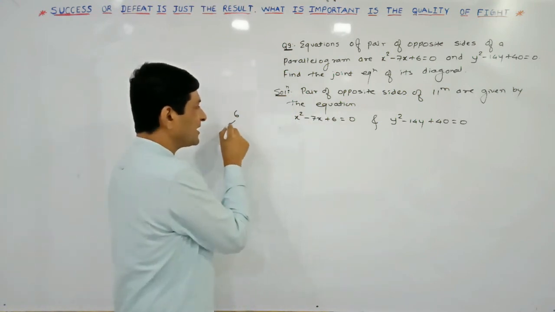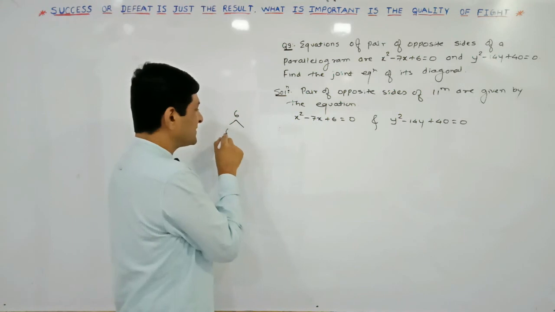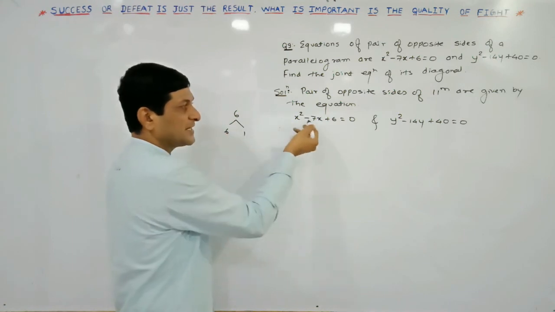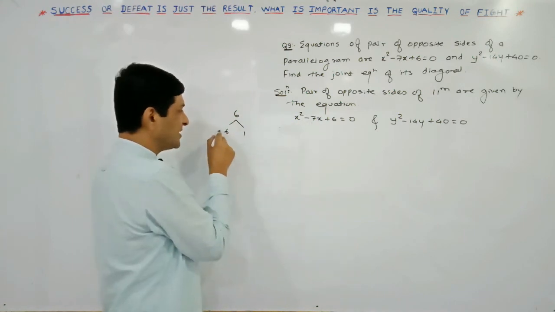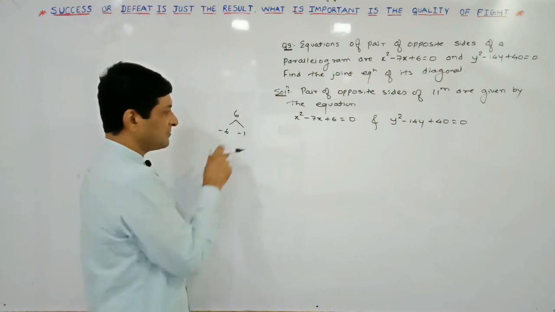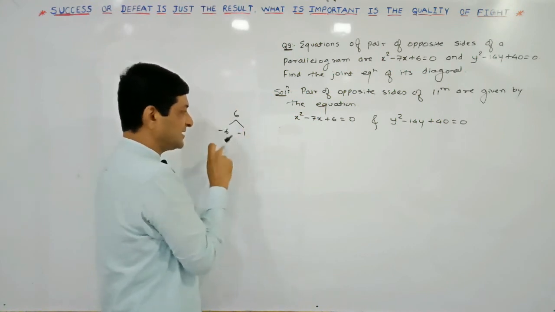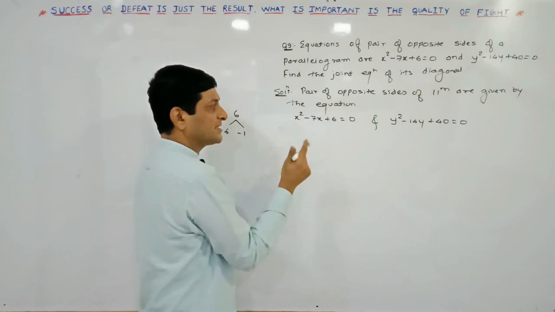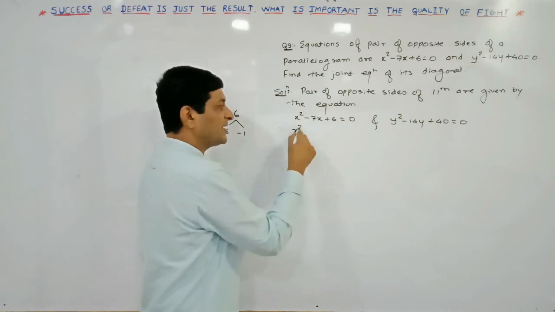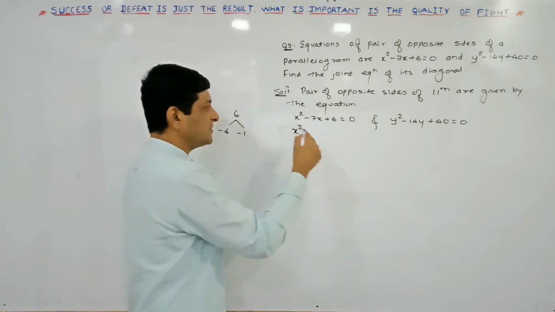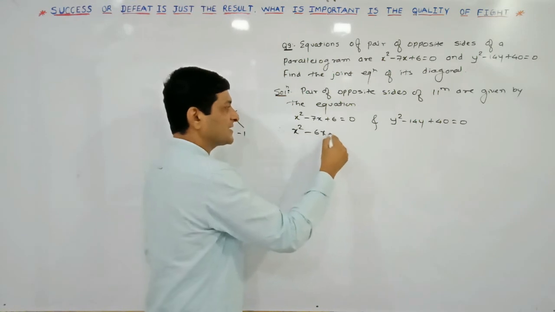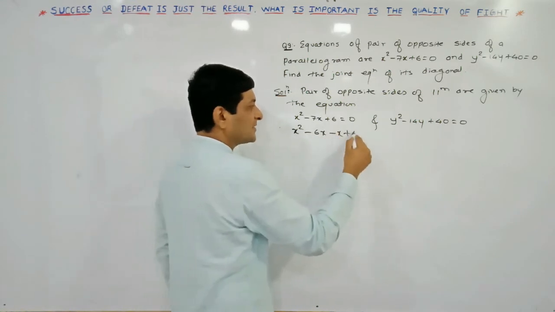Minus 7. So what are the factors of 6 here? 6 into 1, and their addition should be minus 7. So here we are taking minus, and here also we are taking minus. Now check that the product is plus 6 and their addition is what? Minus 7. So here x square, keep it as it is, minus 7x can be split up as minus 6x minus x plus 6 is equal to 0.